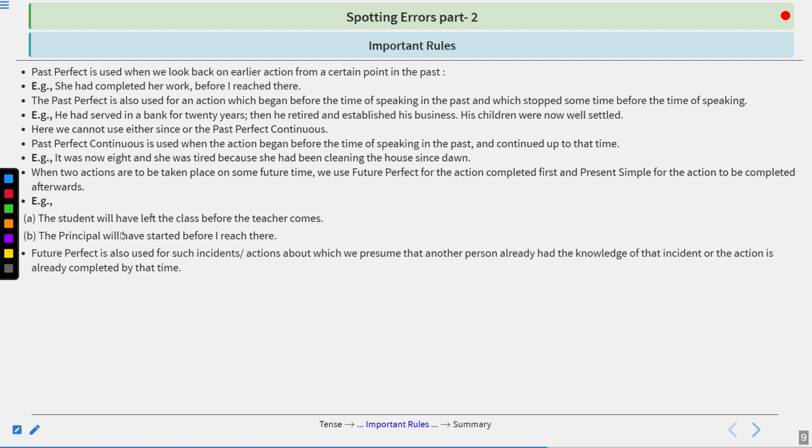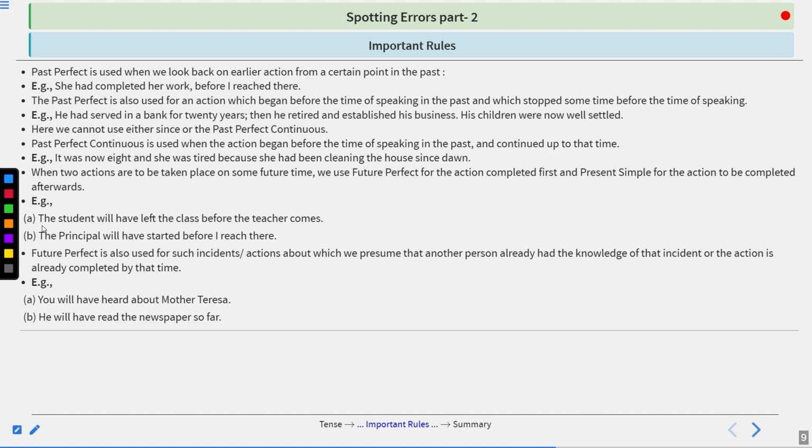Future perfect is also used for such incidents, actions about which we presume that another person already had the knowledge of that incident or the action already completed by that time. Example, you will have heard about Mother Teresa. Here we are presuming the action. He will have read the newspaper so far. It means the action is done.